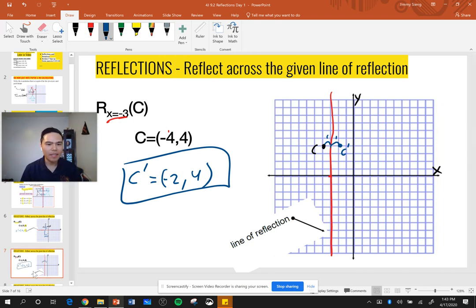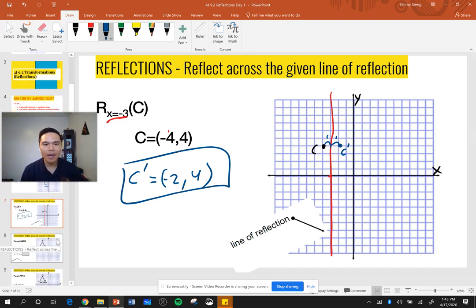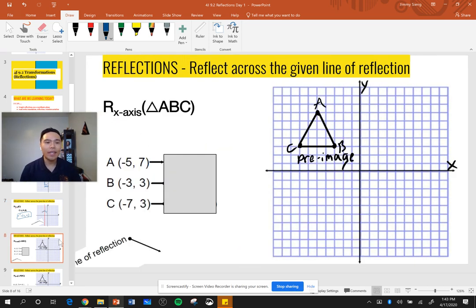Okay, hopefully that makes sense. I apologize for that little slip up. Yeah, just a little typo, but we're okay. Now let's start using a triangle with it, okay? Let's make it a little bit harder.